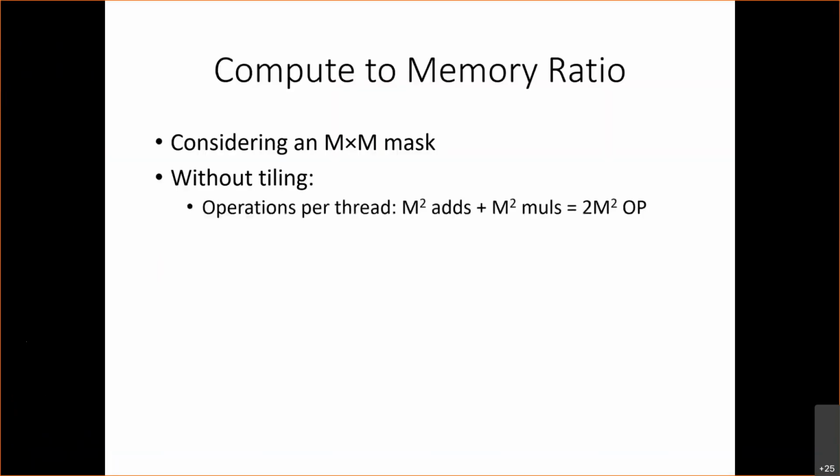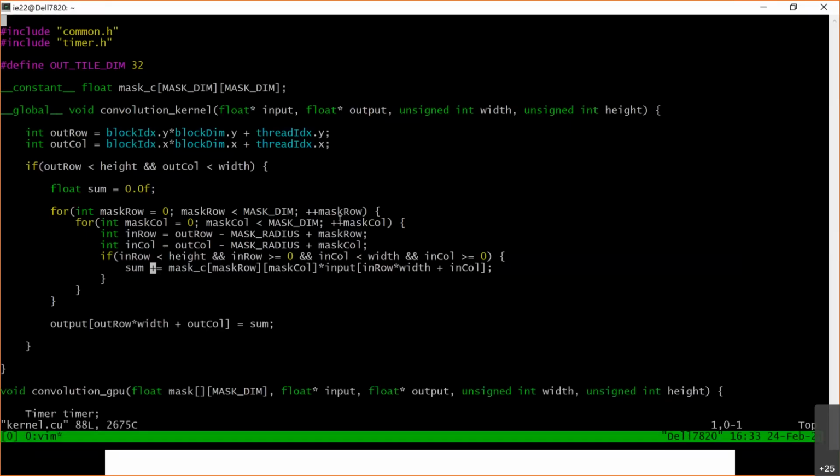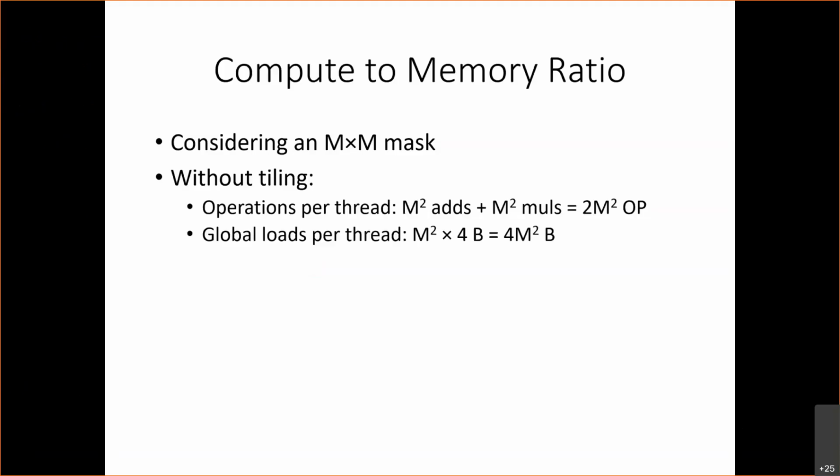But sir, isn't it 4 operations? Well, why do you say it's 4 operations? We have a multiplication and we have an addition. Yes, but you also have in row times width plus column. But we're referring to the floating point operations here. Otherwise, even this code over here is going to contain some integer arithmetic to calculate the address. But we're only concerned with floating point operations. So we have M squared adds and M squared multiplications. That's 2 M squared operations.